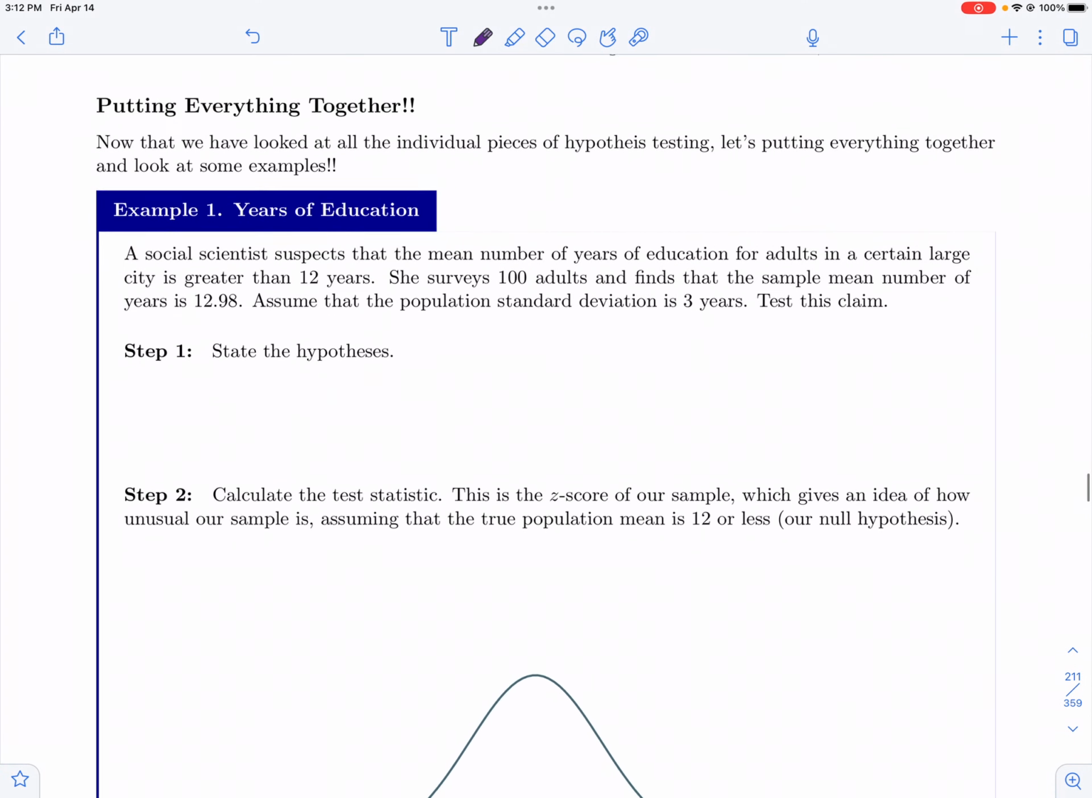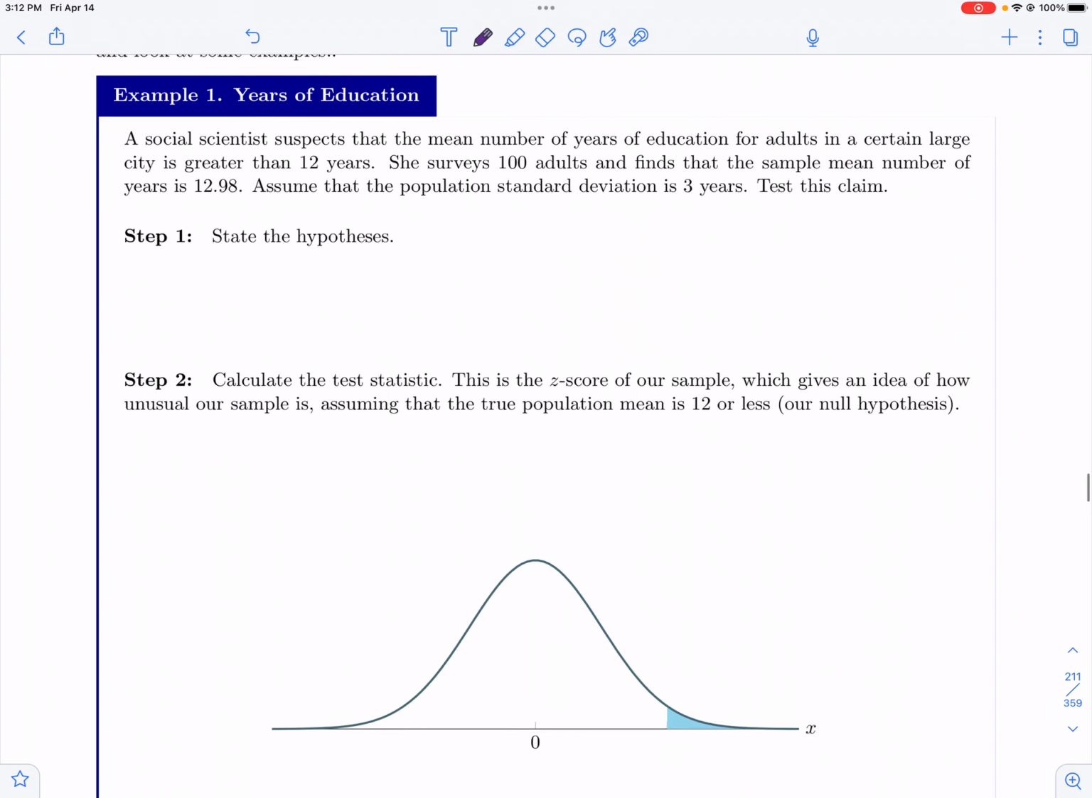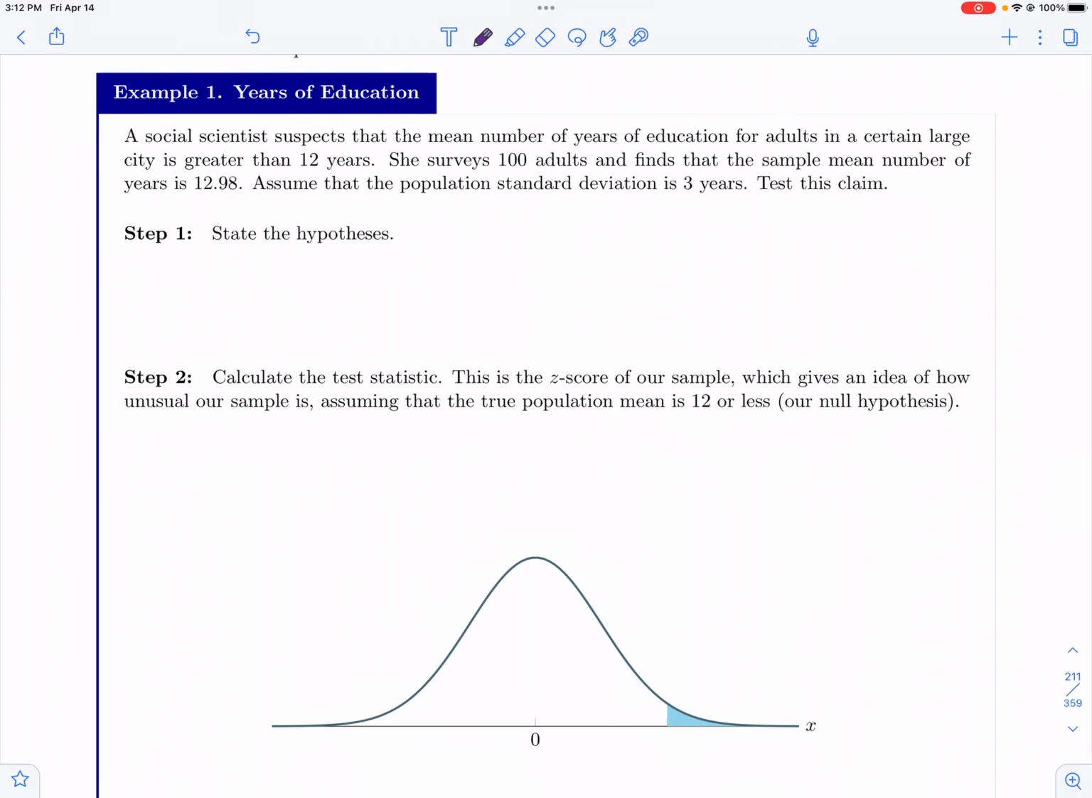All right. So for example 1, we've got a social scientist who suspects that the mean number of years of education for adults in a certain large city is greater than 12 years. She surveys 100 adults and finds that the sample mean number of years is 12.98. Assume that the population standard deviation is 3 years. Test the claim.